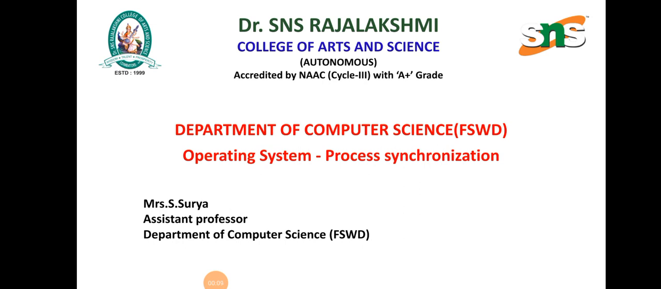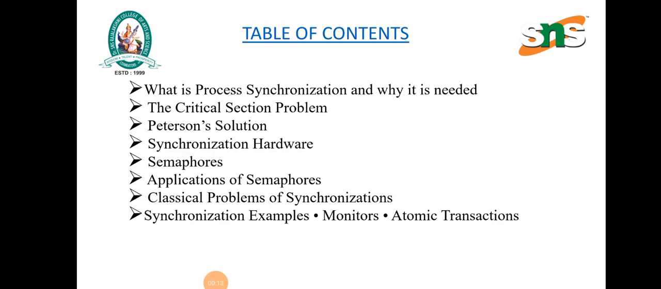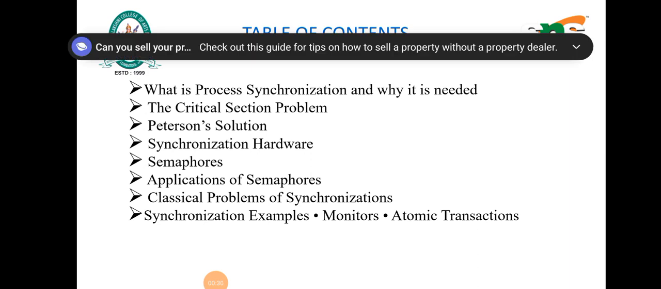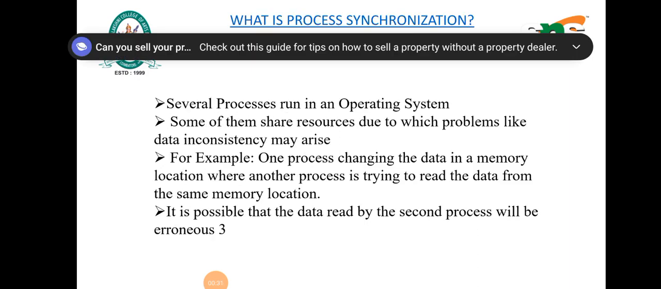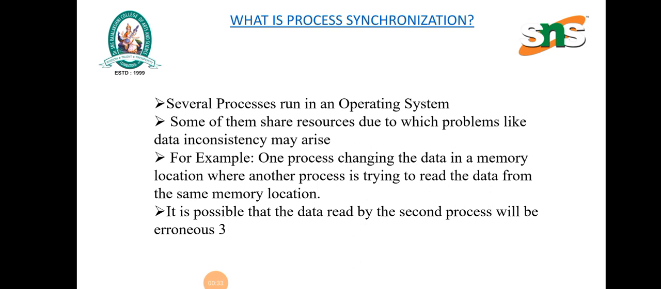Development. Today we are going to see about operating system process synchronization. Table of contents: what is process synchronization and why it is needed? Critical section problem, Peterson solution, synchronization hardware, semaphores, application of semaphores, classical problems of synchronization, synchronization examples, that is monitor and atomic transaction.